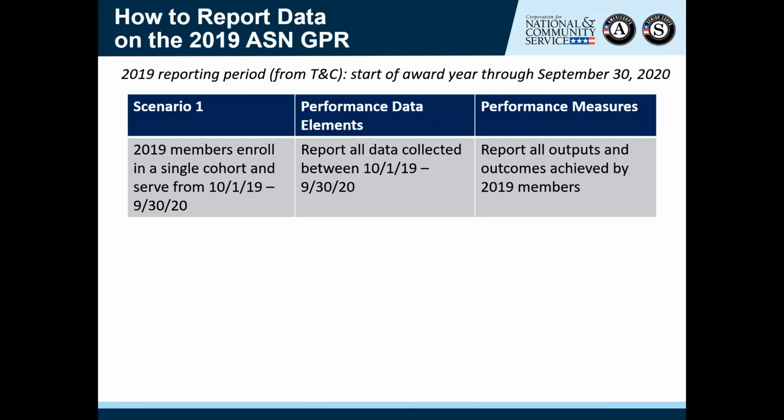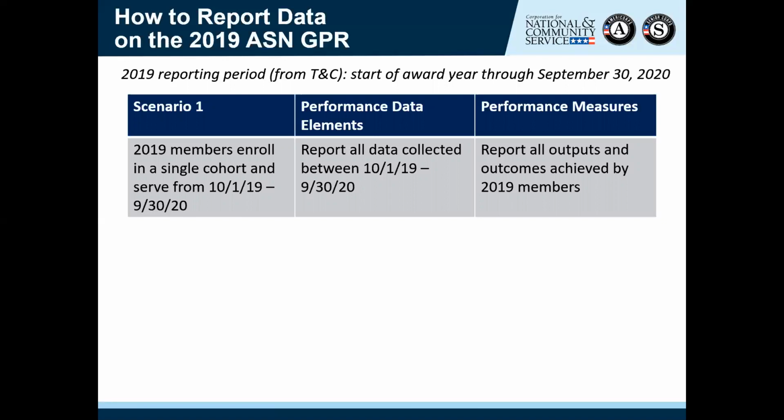Let's look on this slide at an example of how data will be reported for AmeriCorps state and national grantees under those updated 2019 performance data elements. Let's start by grounding ourselves in the terms and conditions for the 2019 grant year. If you have a 2019 new, recompete or continuation AmeriCorps grant, hopefully you have read your terms and conditions, and if you have, you would have seen that the reporting period for your progress report is the start of the award year through September 30th of 2020. The GPR will be due December 31st, 2020. That's 90 days after the end of the reporting period.